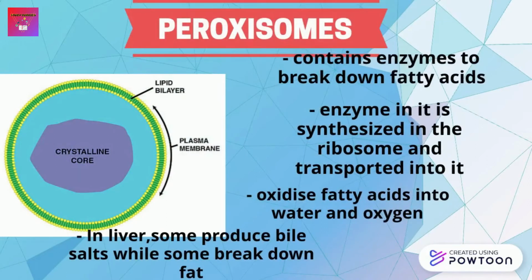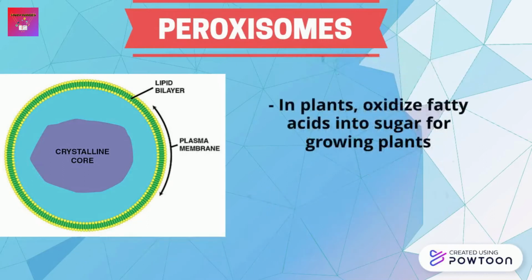These are usually found in liver cells, where some produce bile salts from cholesterol and others break down fats. As in plant cells, peroxisomes oxidize fatty acids into sugars needed by growing plants.